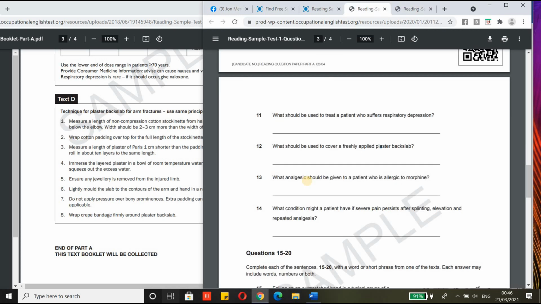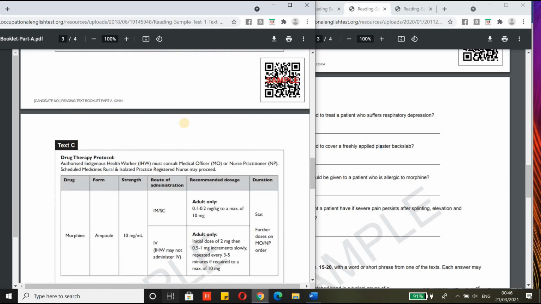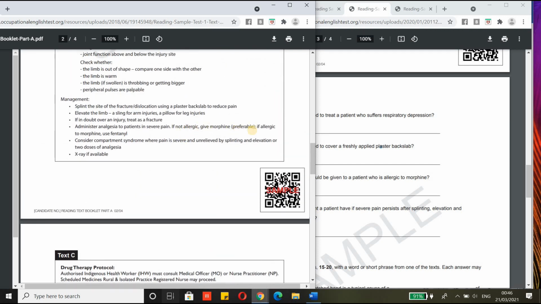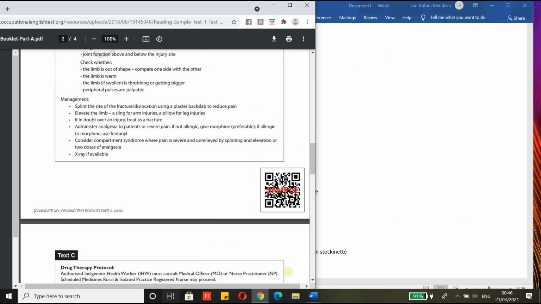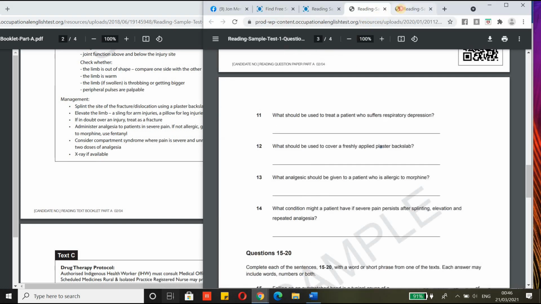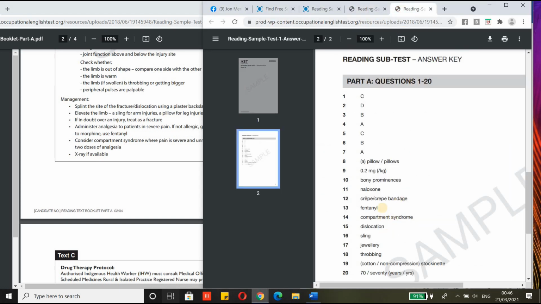Number 13, what analgesic should be given to a patient who's allergic to morphine? We found it here. If allergic to morphine, use fentanyl. So we put fentanyl in number 13, and the answer is fentanyl.